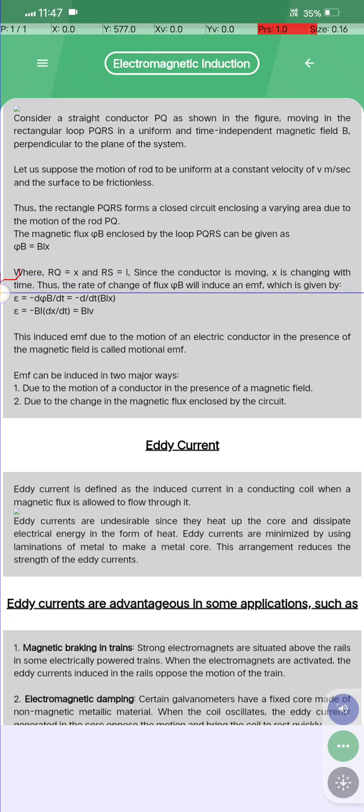changing with the time, and thus the rate of change of flux psi B will induce an EMF given by E is equal to minus d psi B by dt, that is minus d by dt of BLX, okay, minus E is equal to minus BL dx by dt, या BLv भी इसे कहते हैं, ओके। अब देखा जाए तो इंड्यूस ईएमएफ ड्यू टू द मोशन ऑफ इलेक्ट्रिक कंडक्टर इन द प्रेजेंस ऑफ द मैग्नेटिक फ्लक्स is called as the motional EMF.